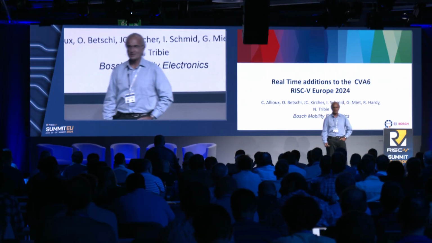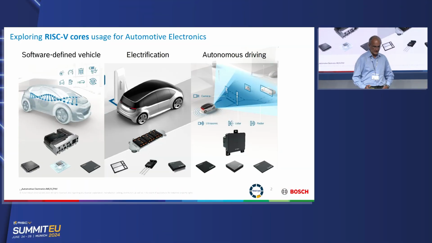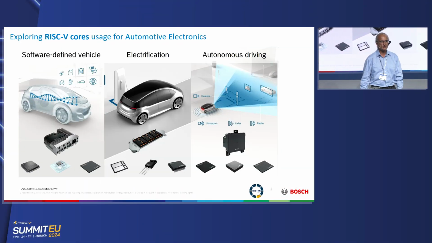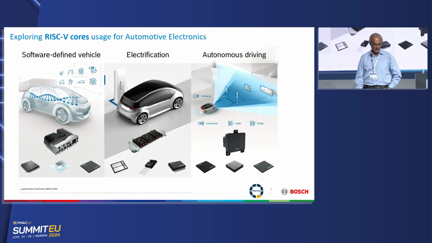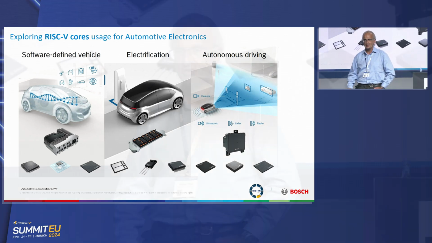So yeah, today I will present you our experiments at Bosch France around the CVA6 and how we made it more suitable and more fit for real-time application. So these days, automotive is at a turning point with electrification, with autonomous driving and all these features. The cars are really becoming a computer on wheels. And this is a really great opportunity for RISC-V and really a great opportunity for open source hardware.